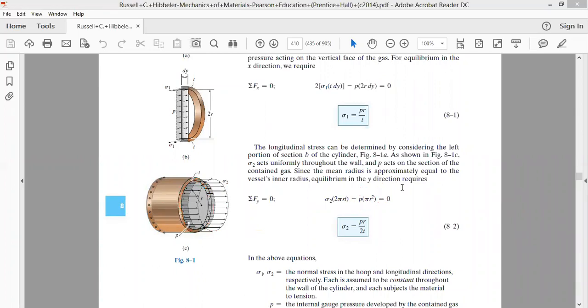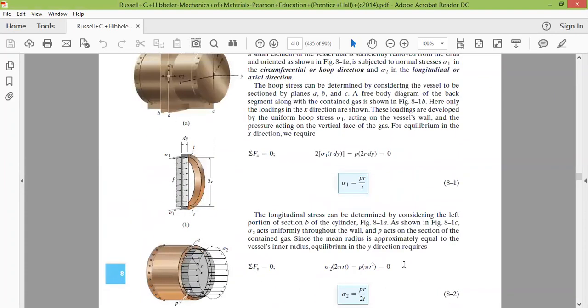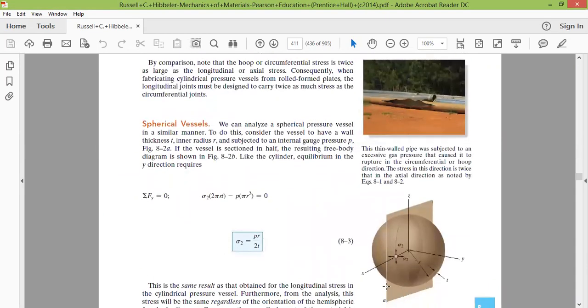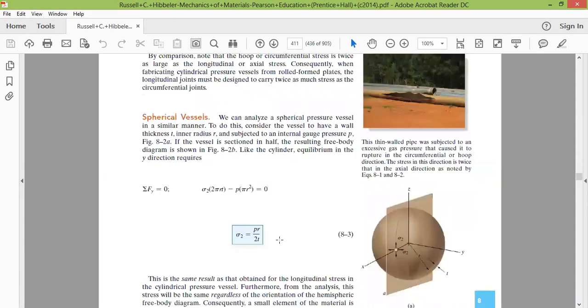Now it's an indication to us that as far as the cylindrical pressure vessels are concerned, we have two types of stress. We have sigma 1 stress, which we call the circumferential stress, and at the same time we have another type of stress, what we call a longitudinal stress. Now apart from these two stresses, let's start working on the spherical pressure vessel and see what we understand by it.